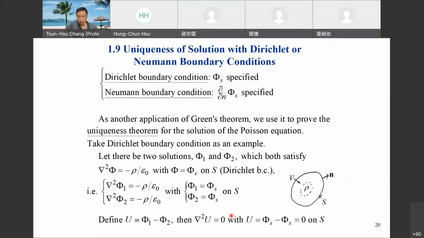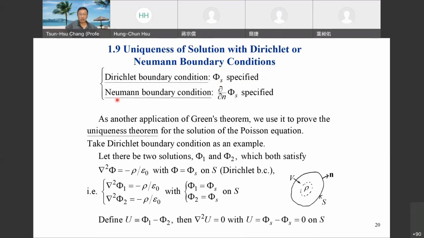So today we will give you another application of the Green function, Green's theorem. That is the uniqueness of solution with Dirichlet or Neumann boundary conditions. We will give you two boundary conditions. One, Dirichlet boundary condition, which means the potential is specified on the surface of the boundary. The subscript S means the surface that is specified or given.